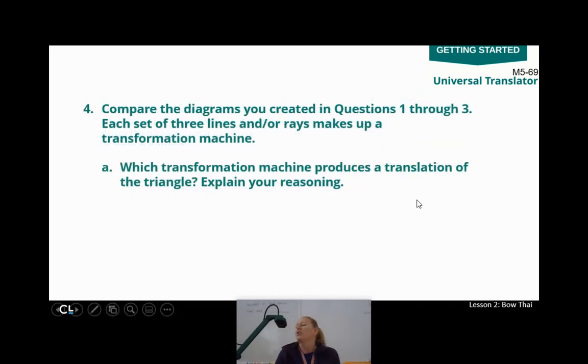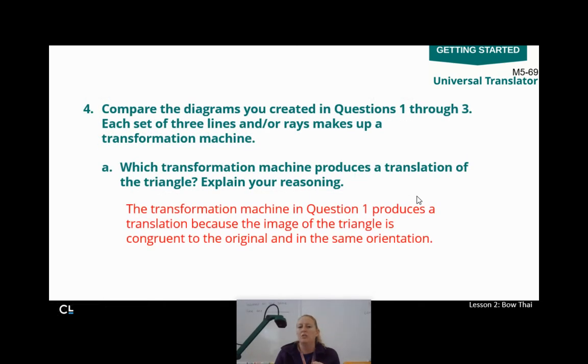Yikes. So I said that the transformation machine in question one produces a translation, right? The image of the triangle is congruent to the original and it's in the same orientation. We didn't turn it. We didn't twist it. We just slid it over. It's still the same size. It's still the same shape. Right? That's important. A translation doesn't change size or shape.